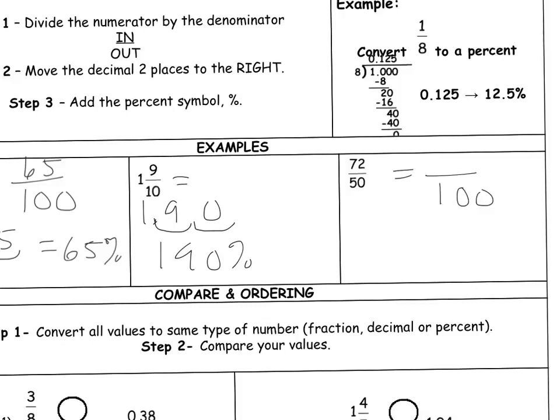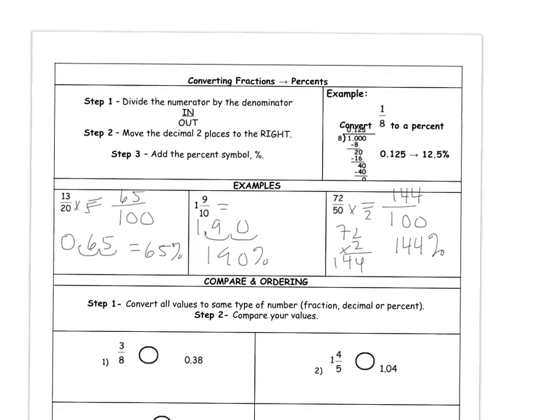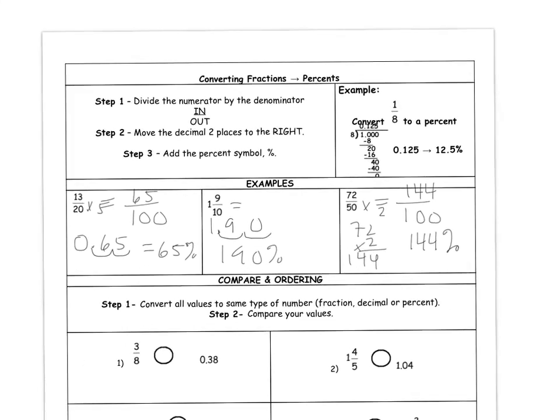And the last one, well, 50 can go into 100 because percent is out of 100. I always want to try to see if the denominator can go into 10 or 100. It can. So 50 times 2 is 100. 72 times 2. Let's check it out. 2 times 2 is going to be 4. 7 times 2 is 14. So we got 144 over 100, which tells me that is going to be a greater percent. So that means it's going to be 144%. So that was converting fractions to percent.